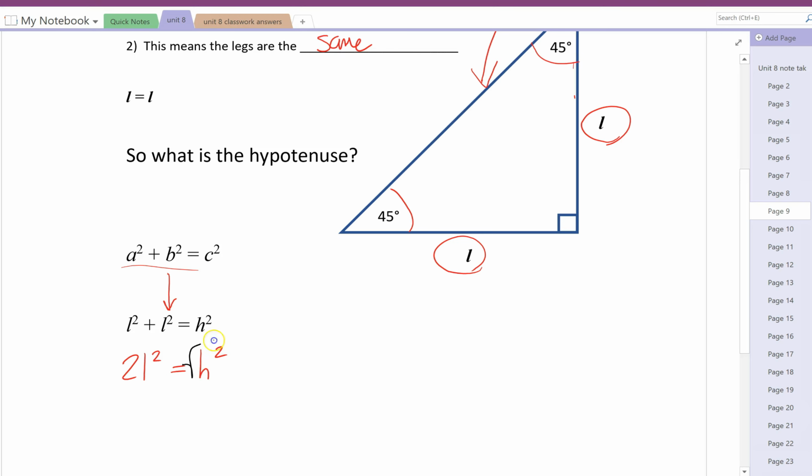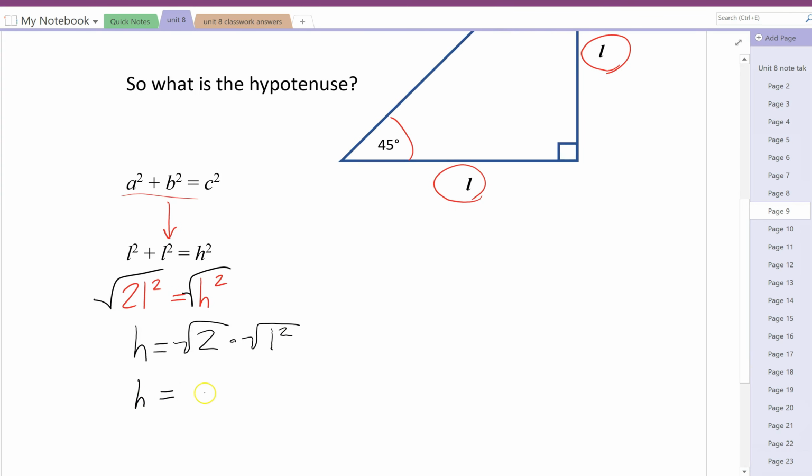Well, what I'd have to do is take the square root of that. If I take the square root of the right side of the equation, I have to do the same on the left. So I'm going to flip-flop this around. The square root of h squared is just h. On the right side, it's a little bit more complicated. What I would have is the square root of 2 times the square root of L squared.